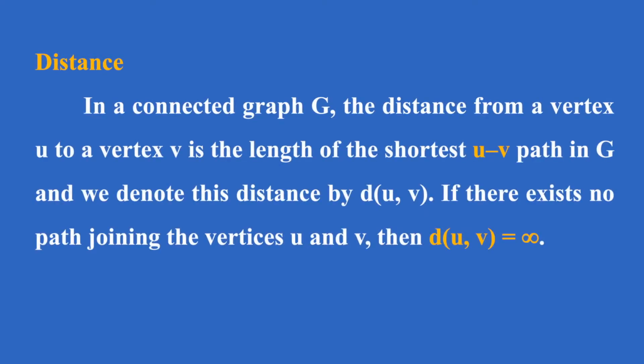First, we shall learn the definition of distance in a graph. Definition: in a connected graph G, the distance from a vertex u to a vertex v is the length of the shortest u-v path in G, and we denote this distance by d(u, v). If there exists no path joining the vertices u and v, then the distance is assumed to be infinity. So, the distance that we define now is considered to be a distance between any points in a graph.